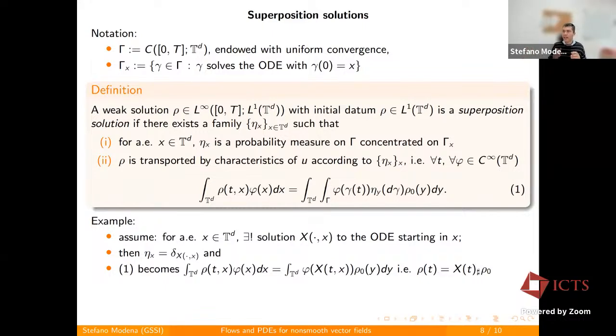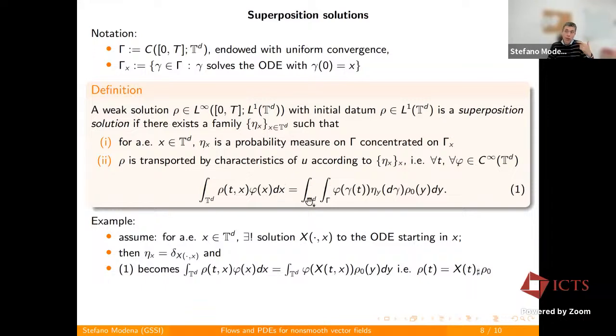So this example is saying that in the special case where you have existence and uniqueness for almost every point for the ordinary differential equation, in the smooth case, this formula is saying that your rho is the push forward, the transport, of the initial density along these unique characteristics.